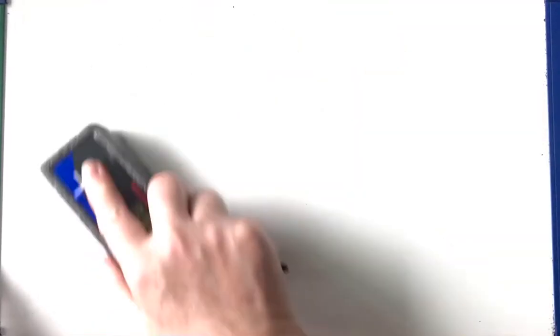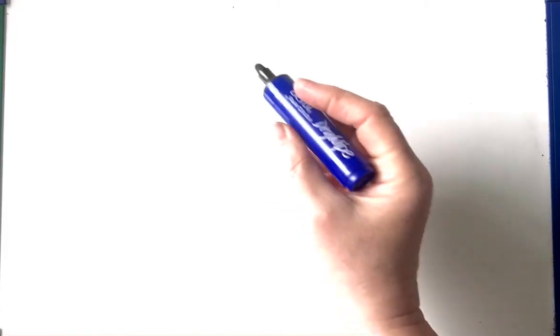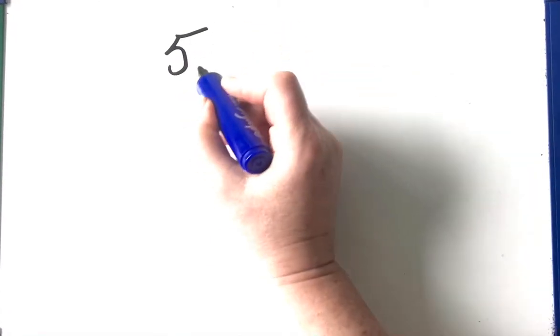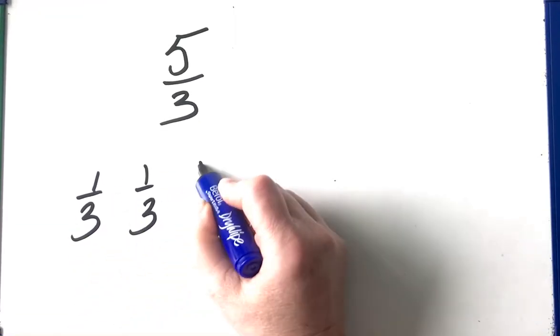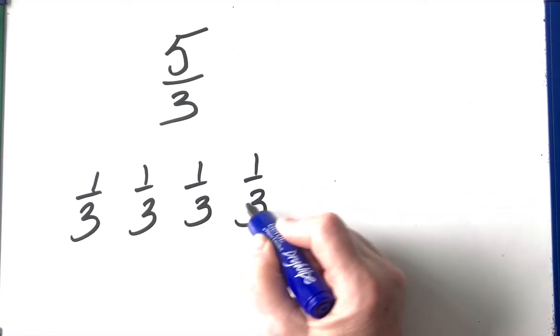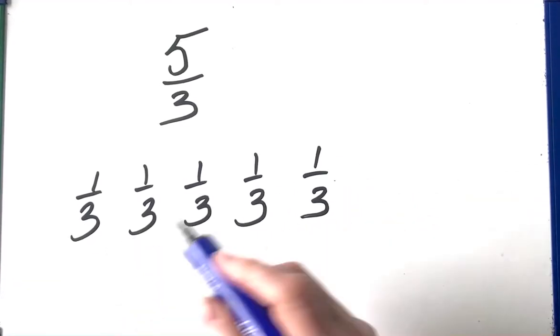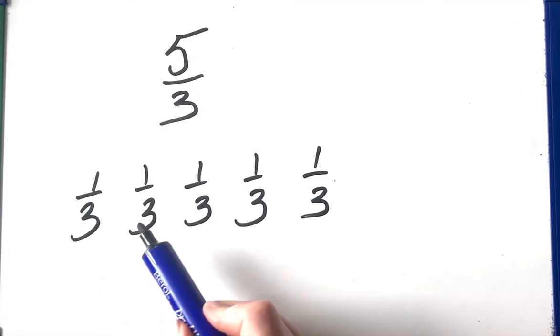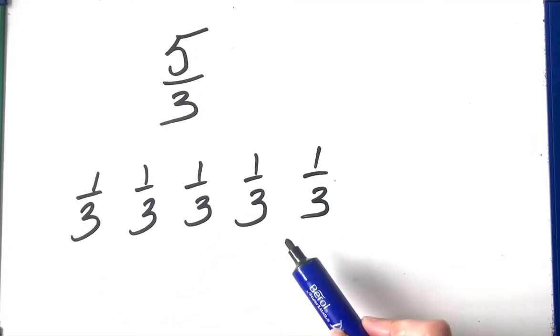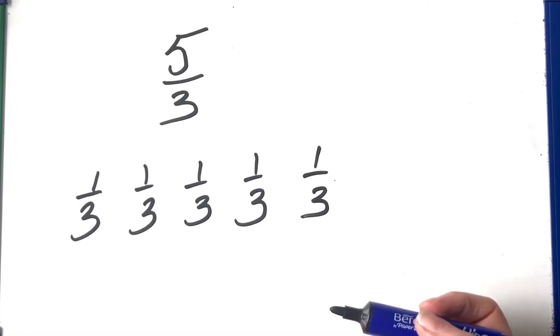If I do it with a smaller one to illustrate, let's say I had 5 thirds, well, that would be 1/3, 2/3, 3/3, 4/3, 5/3. Remember from the video, adding and subtracting with the same denominator? 1/3 plus 1/3 plus 1/3 plus 1/3 plus 1/3 is 5/3.